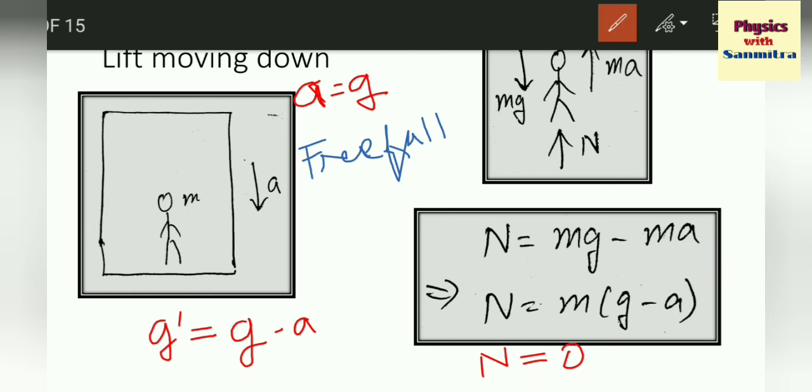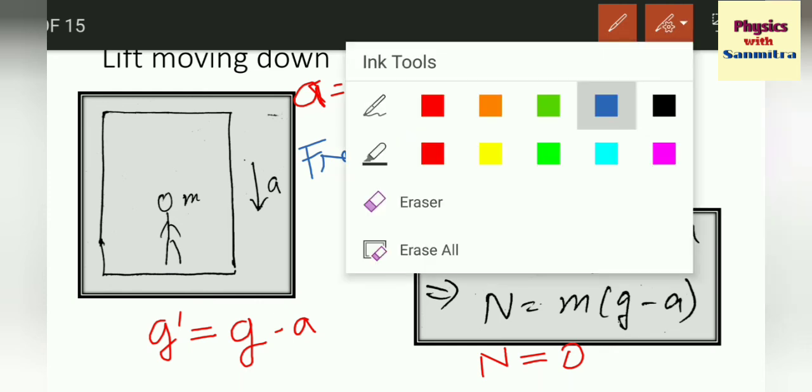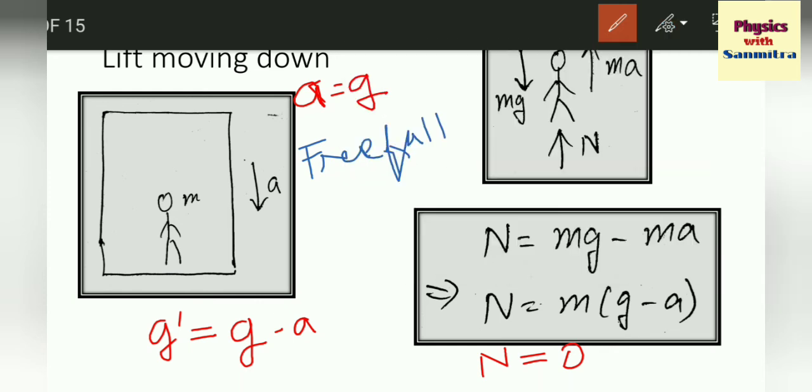Okay, now one more question. This also comes in the MCQ. So a is equal to g, it will be free fall, and you will start losing contact with the ground. That happens when the string of the lift or the cable of the elevator is cut off. When the cable is cut off, the elevator starts falling and you will start losing contact with the ground. It will make a free fall, that is a is equal to g. And you start to feel weightless. Okay?